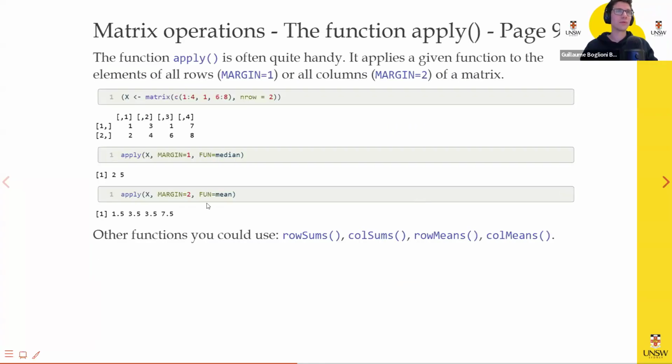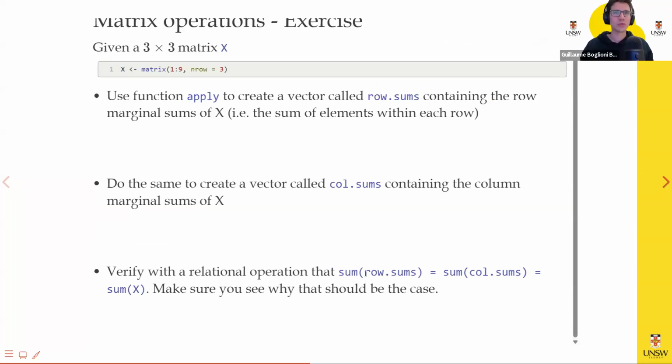If we give an example here, the sum of this column will be 3, this one will be 7, this one will be 7, and this one will be 15. But if you sum 3 plus 7 plus 7 plus 15, you've just summed all the elements of the matrix. So conceptually, all those things should do the same thing.